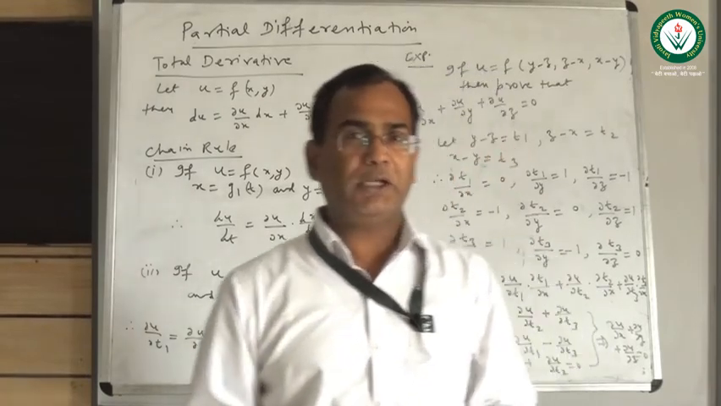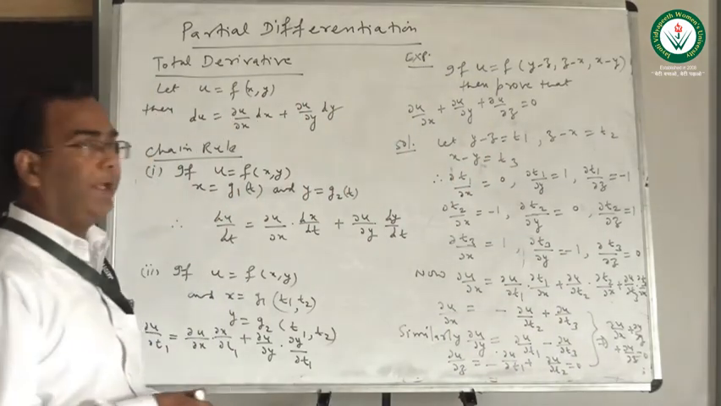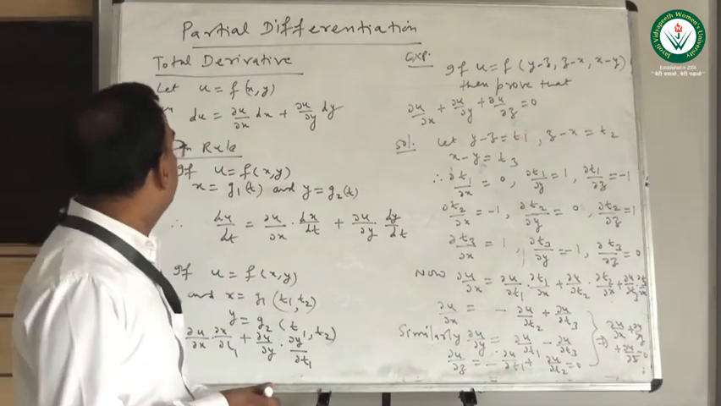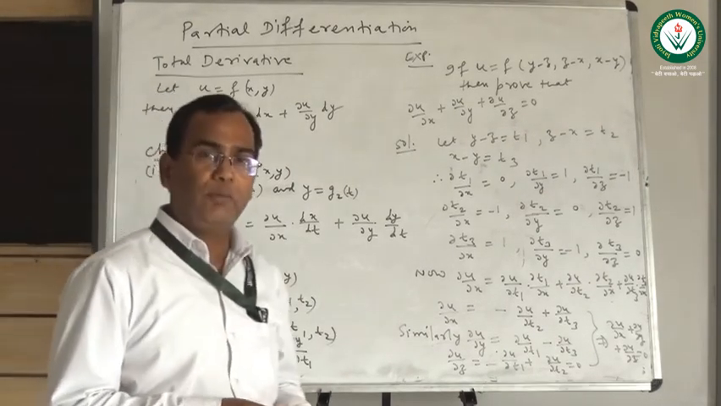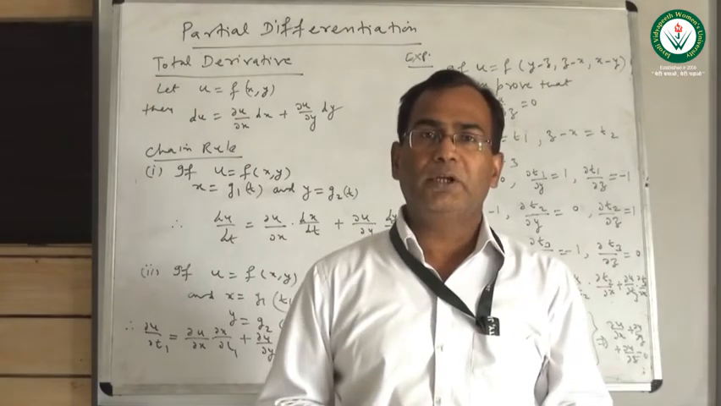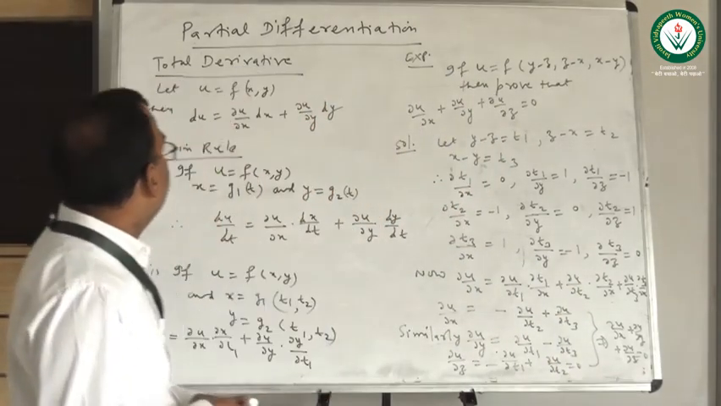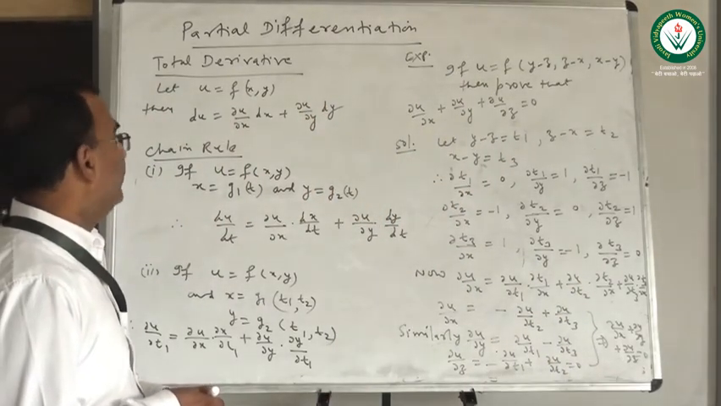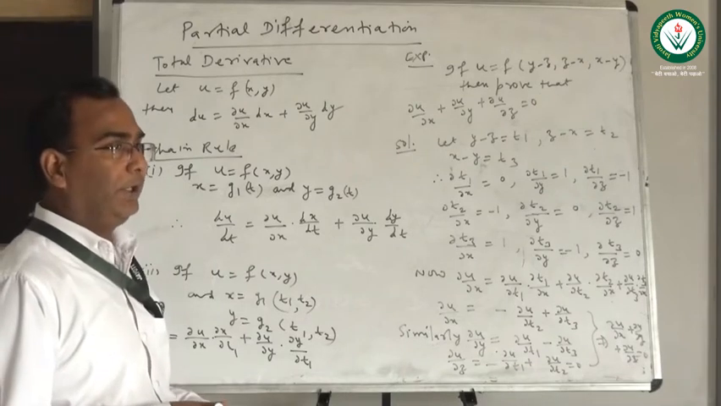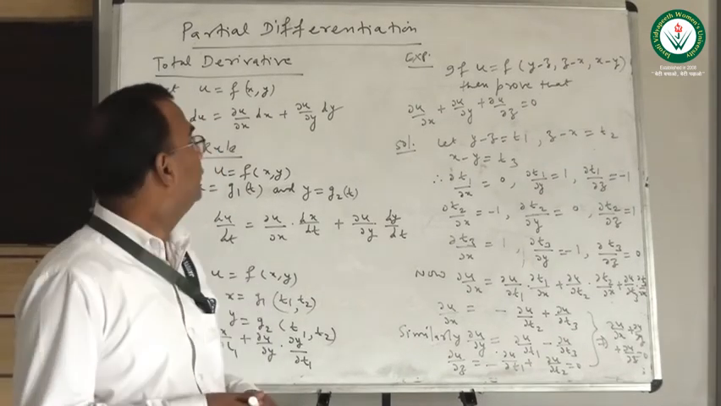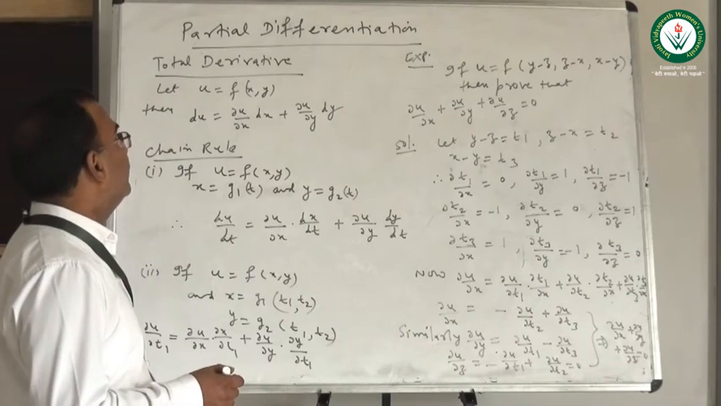Today I am going to take a lecture on the topic of total derivative and chain rule, and these are the topics of partial differentiation. So first we understand what is the meaning of total derivative and chain rule, and we will then explain it by an example. So what does total derivative mean?